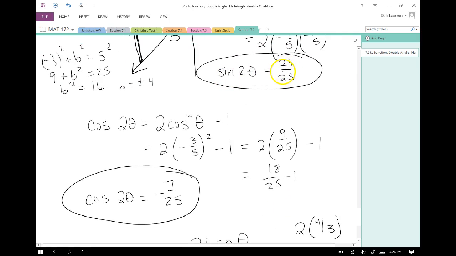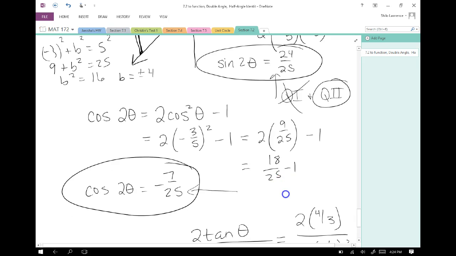value is positive. Remember, sine is positive in quadrant 1 and quadrant 2. So already this narrows us down to Q1 and Q2 because sine came out positive. When we did cosine, we got a negative. Well, cosine is negative in quadrant 2. Can't be quadrant 1 because cosine's positive there. This 2 theta has to be in quadrant 2 because sine came out positive, cosine came out negative.